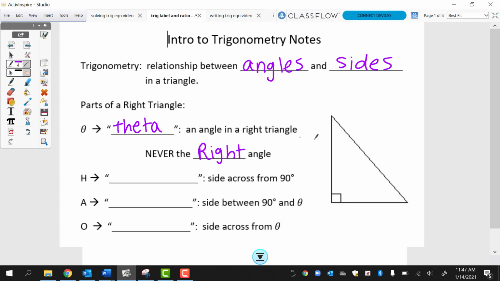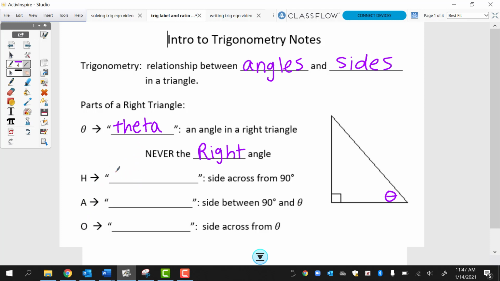Now, since this is not a real question, I'm just labeling, I'm going to put theta in the corner down here. In all of the questions you're going to do, there's either going to be a number or an X or a theta in one of the corners, so you're not going to have to pick which corner it goes in. And then, so that goes in one of the corners. On the sides, we're going to put the letters H, A, and O, and they mean specific things.